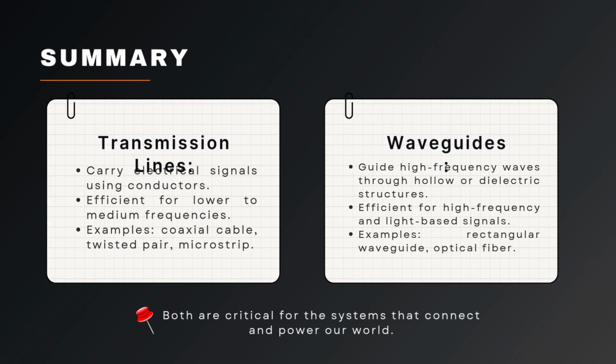To summarize, transmission lines carry electrical signals using physical conductors. They are ideal for low to medium frequency operations. Examples include coaxial cables and twisted pairs. Waveguides guide electromagnetic waves through hollow or dielectric structures and are used for high-frequency applications like microwave and optical signals. Both are vital for the systems that make our modern digital world function smoothly and reliably.